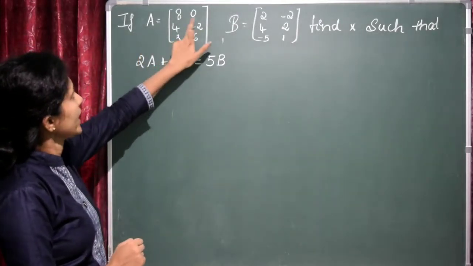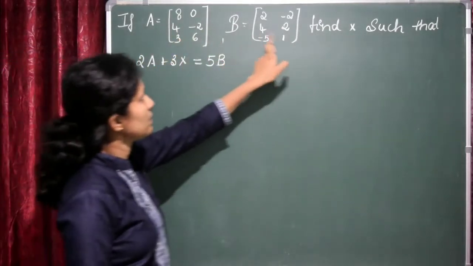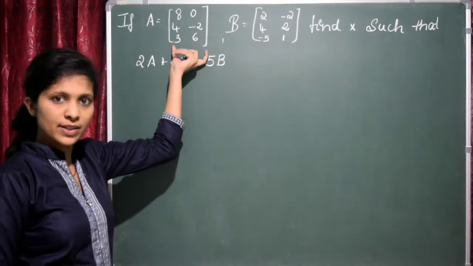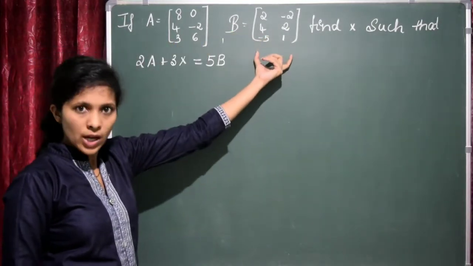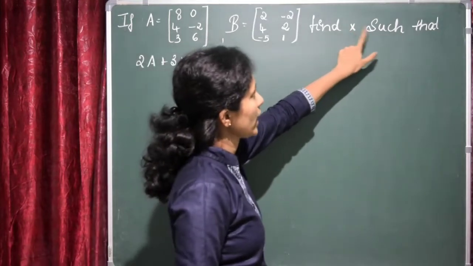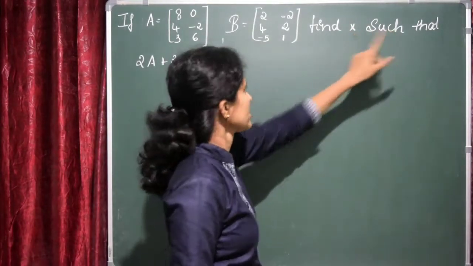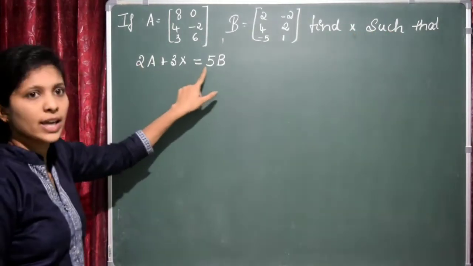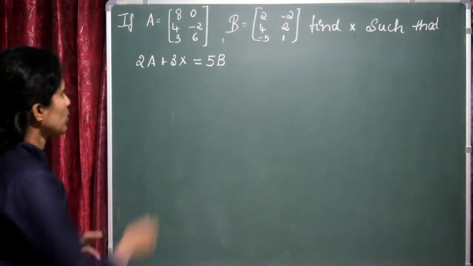If A is equal to 8, 0, 4, minus 2, matrix is given, B is also given. What is the order of this matrix? 3 by 2, and this is also 3 by 2. Find the value of X such that, here X is the matrix, such that 2A plus 3X is equal to 5B. This type of problems are important.